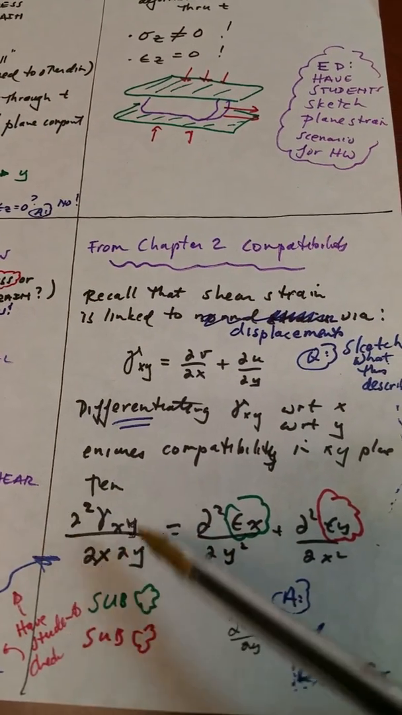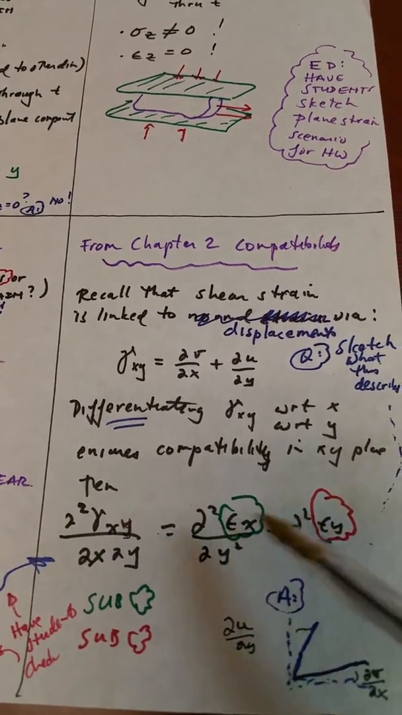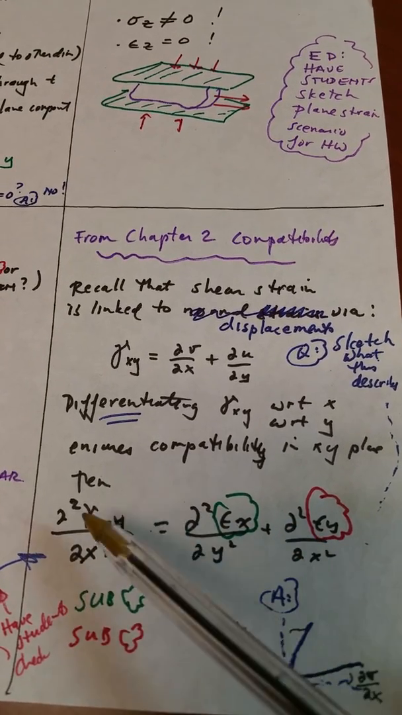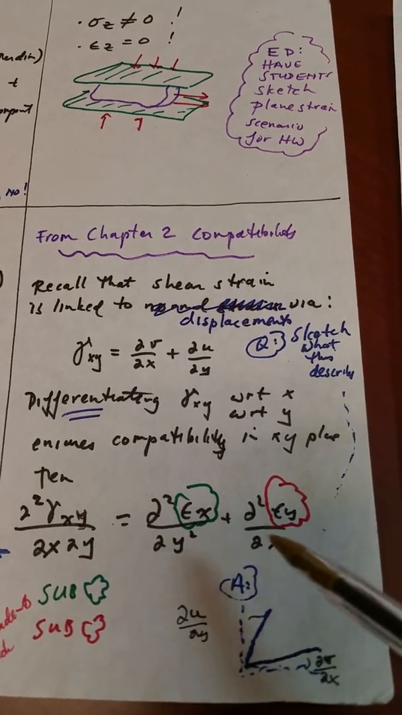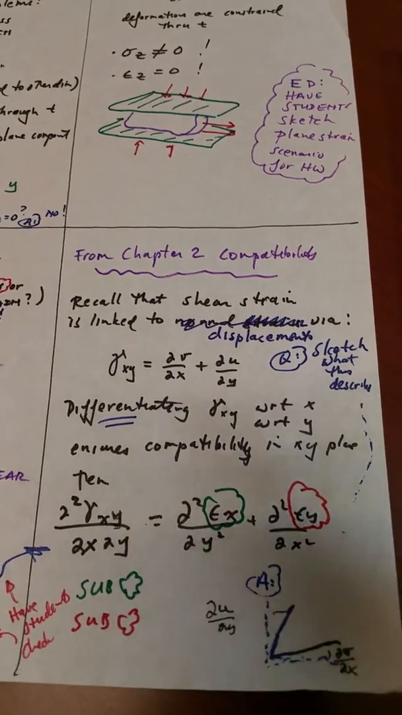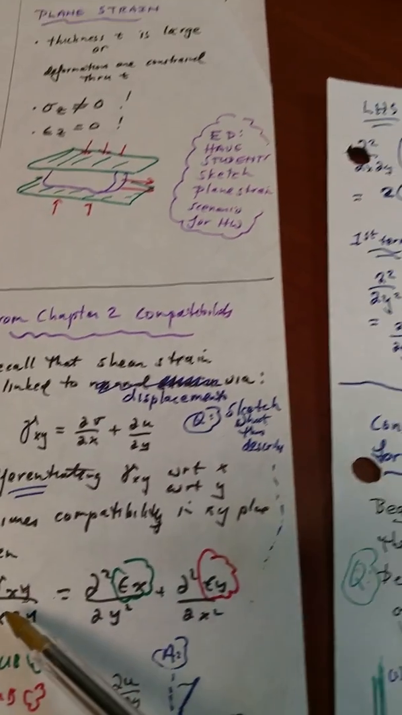Let's pick this apart, this equation, and look at each of the pieces individually. I'm going to call this the left-hand side, this is the first term on the right-hand side, this is the second term on the right-hand side. So let's look at the left-hand side first.